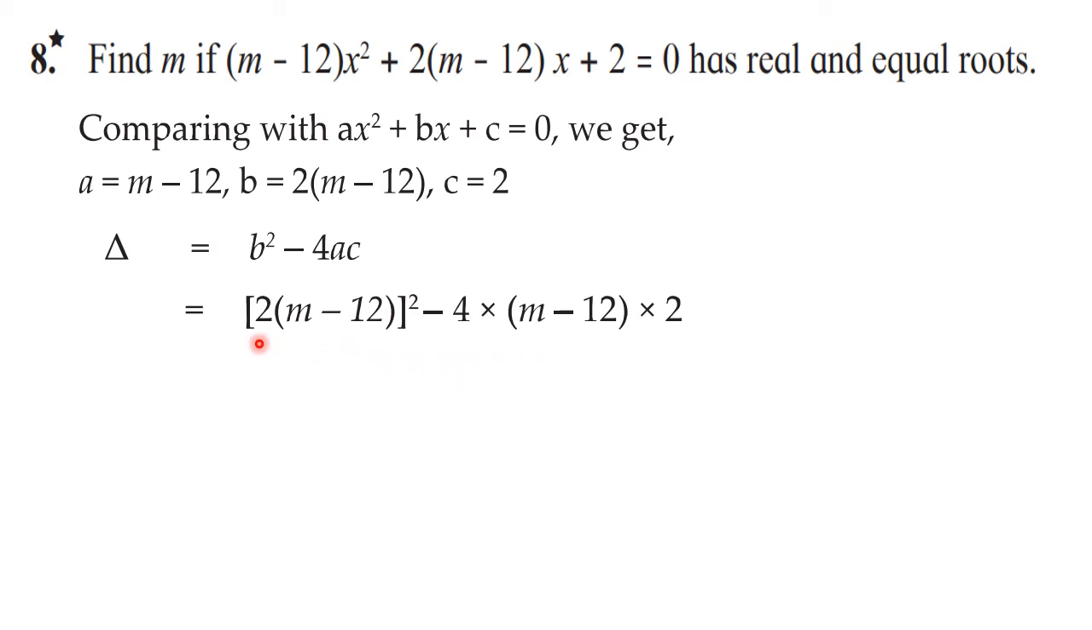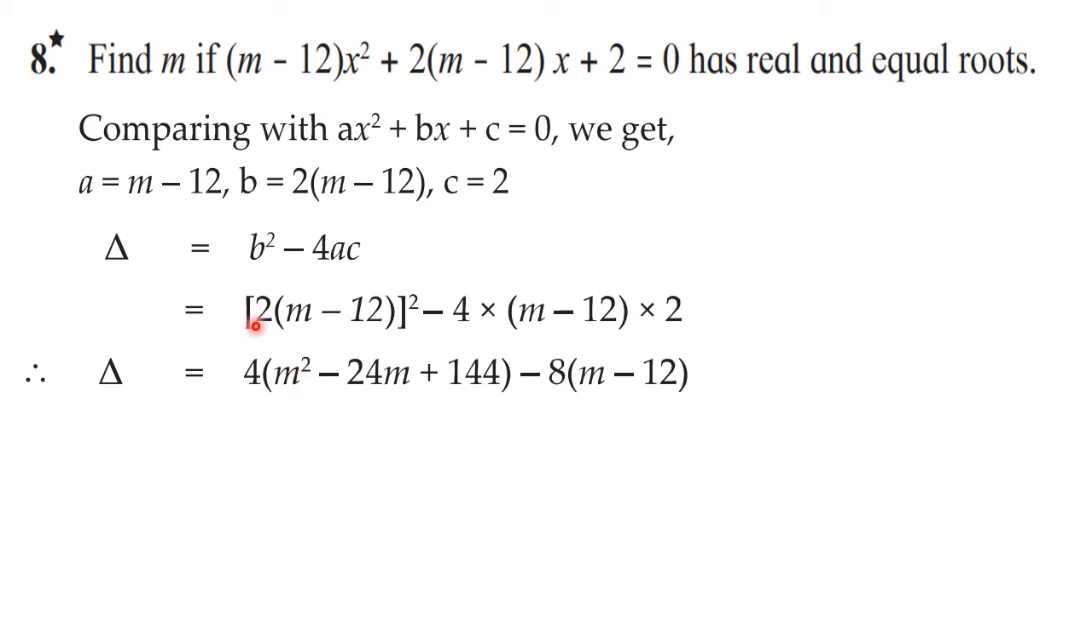So let us do it. 2 square is 4, and this bracket we will expand by using the formula a minus b the whole square, that is a square minus 2ab plus b square. So this we can expand as m square minus 24m plus 144. A square minus 2ab plus b square. All these expansion formulas are very important, so all of you must know them.